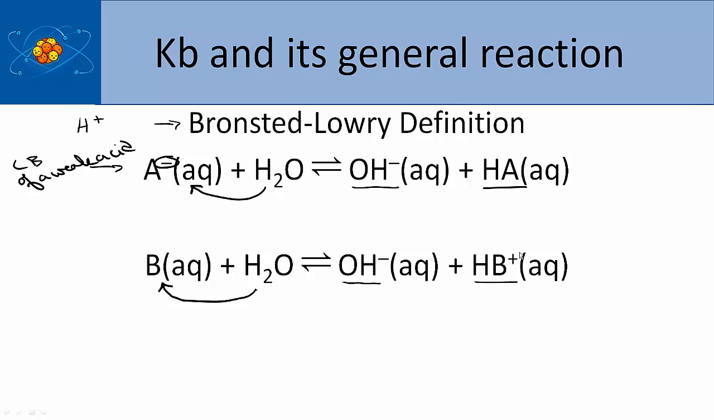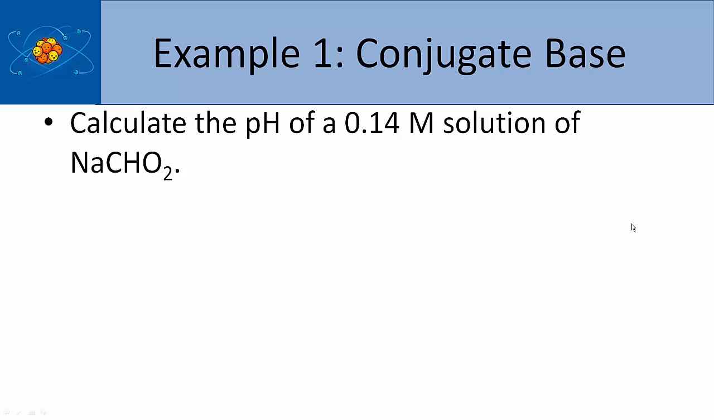So let's do an example. Let's calculate the pH of a 0.14 molar solution of NaCHO2. Now, you may not know that CHO2 was formate ion, so how are you going to deal with this when you get it on a test? Well, first of all, one of the things you have to recognize is that because it has sodium in the formula, it's probably the conjugate base of a weak acid.